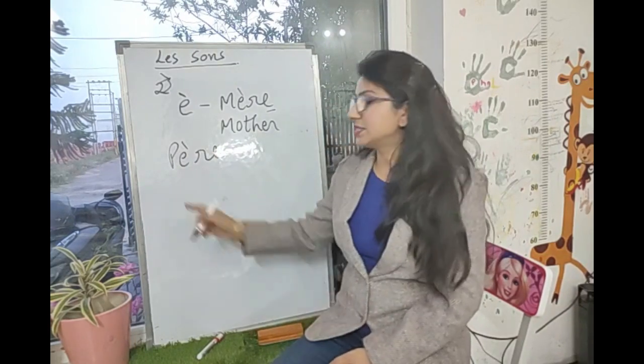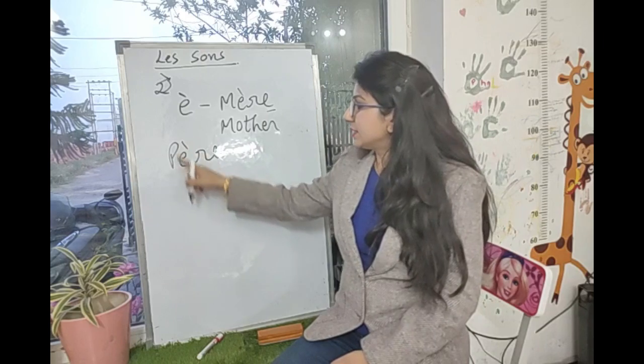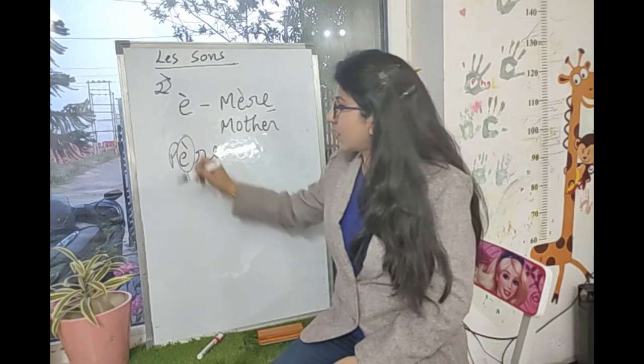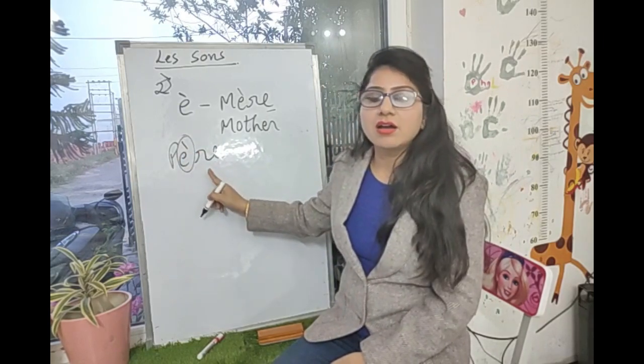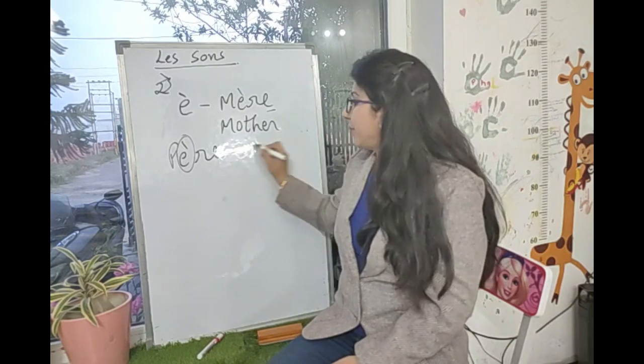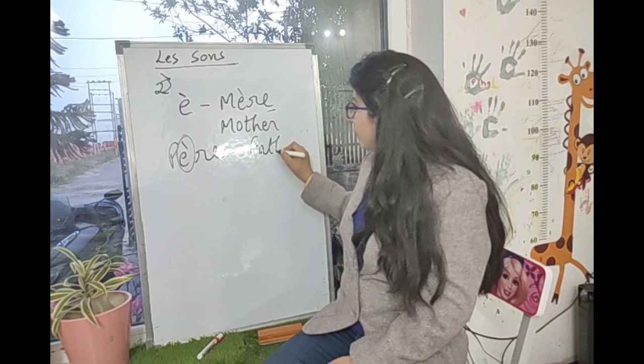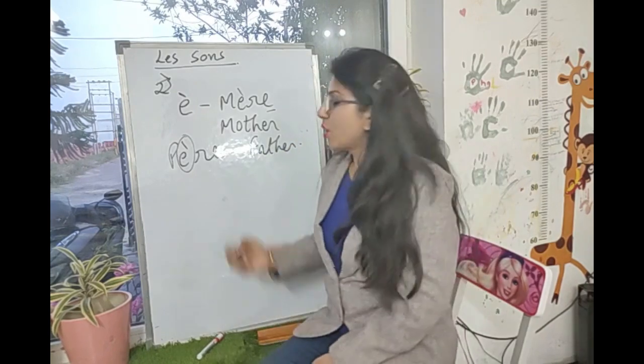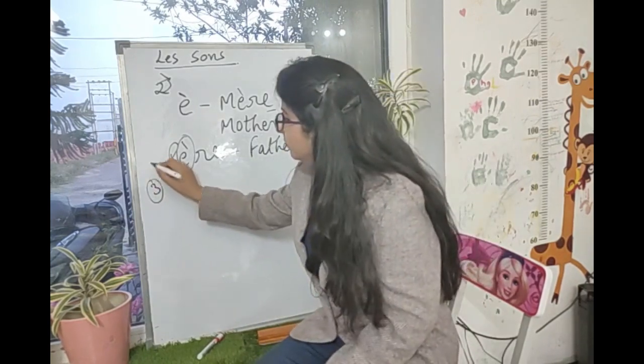Quite easy. This is P. This is A. This is a sound. A. This is h, and this is a silent letter. So it is père. Père means father. One more example I can give you.